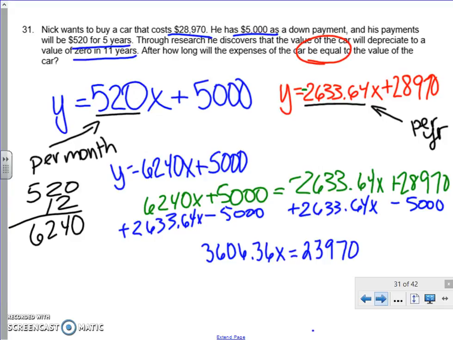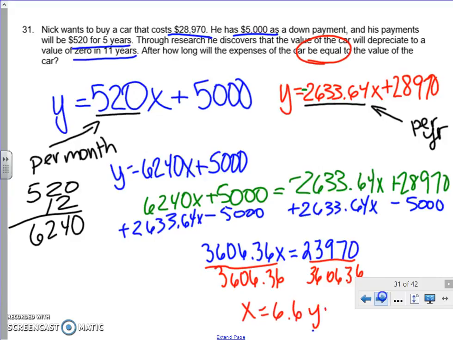My last step is to divide both sides by the 3606.36. And I end up with 6.6 years. So a lot of stuff there.